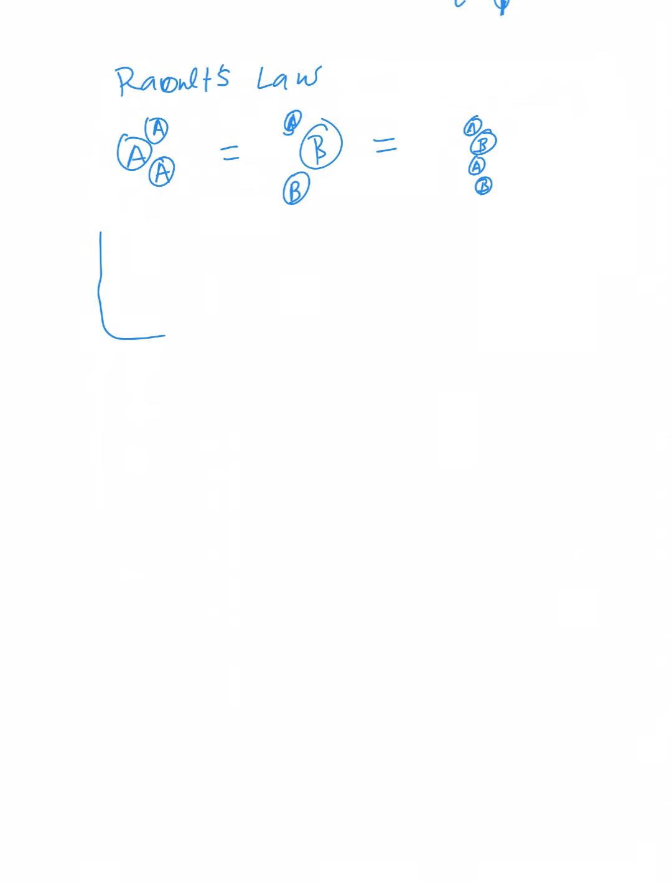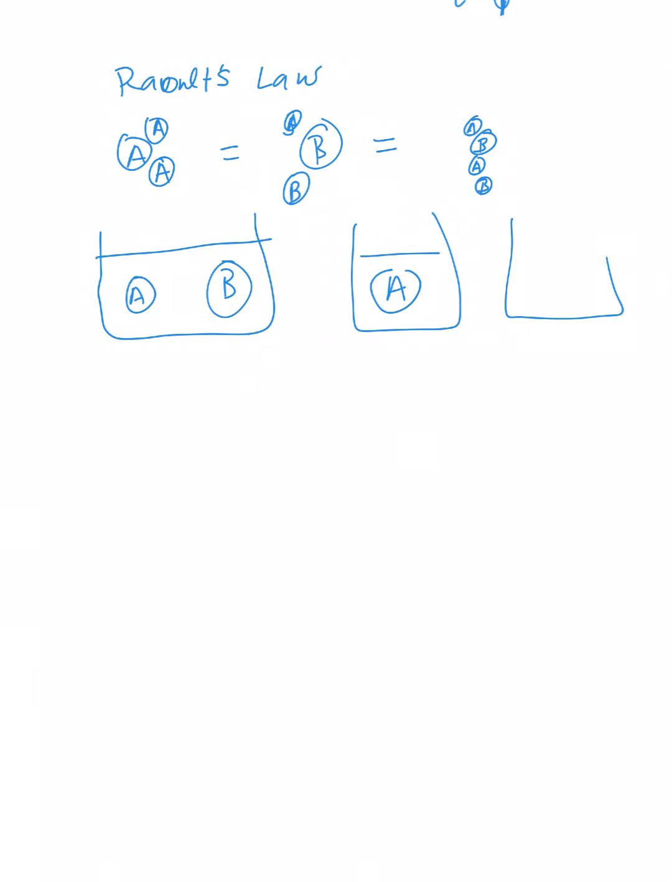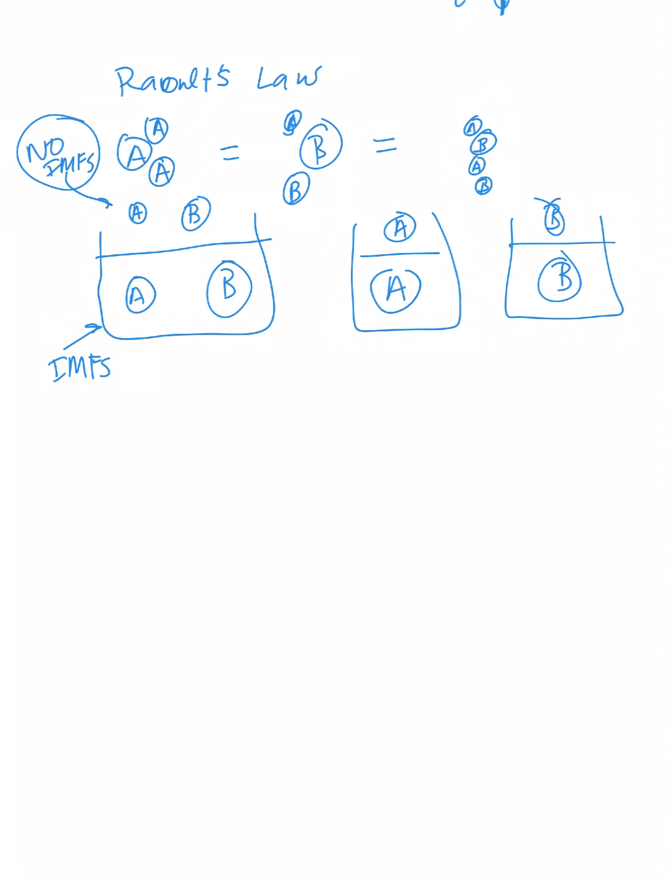So when we think about Raoult's law, what we have to remember about vapor pressure is we have a situation where we have molecules A and B hanging out in solution versus just A and then just B. We have to remember that we're going to have some molecules in solution, and then some molecules in vapor. We have intermolecular forces present in the liquid form, but we don't have any IMFs present in the gas phase. So when we go from liquid to gas, we're going through the process of breaking IMFs.